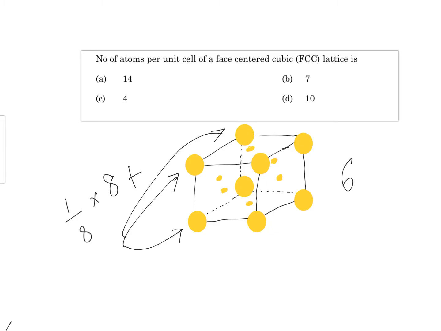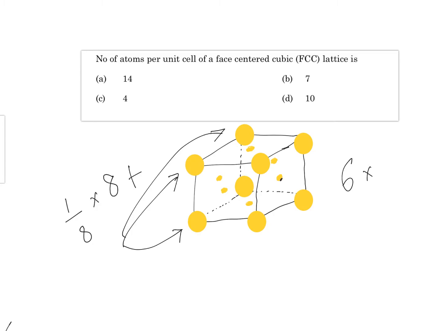So there are altogether 6 faces, and on each face we have an atom situated. So what will be the contribution of one atom to one unit cell? Actually one atom is shared by 2 unit cells. Again that comes from logic.